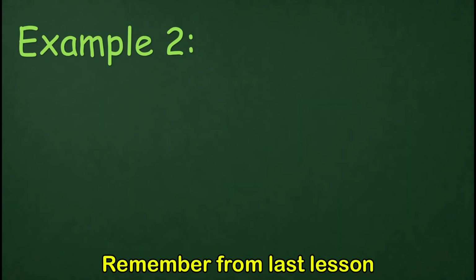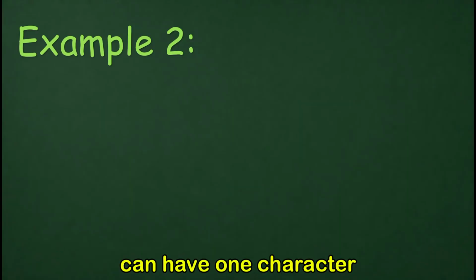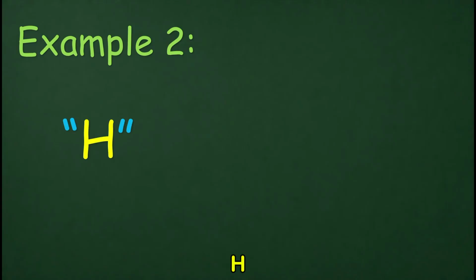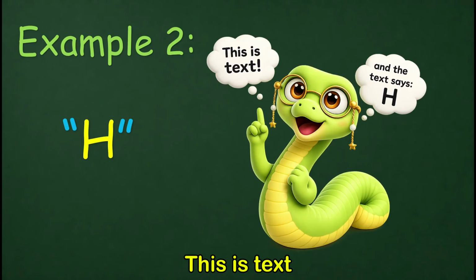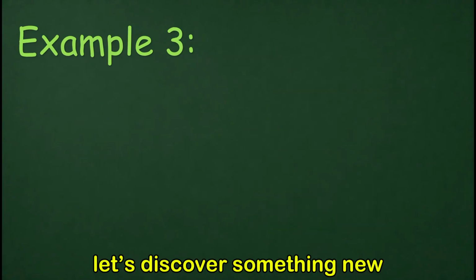Remember from last lesson, a string can have one character, like this, "H". Python understands that this is text, and the text says H. That means this is a string of one character. Awesome! Now, let's discover something new.